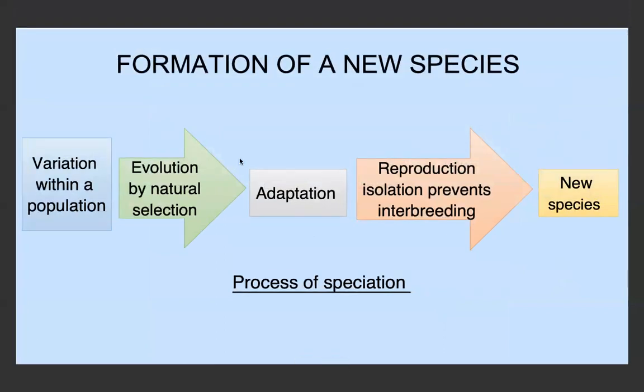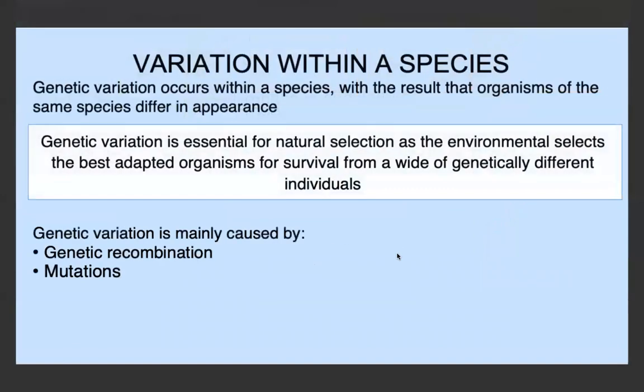So the formation of a new species occurs over a specific pattern. We have variation within a population. We then have evolution by natural selection, which we spoke about in the previous video. These species then adapt to their environment. Reproductive isolation prevents interbreeding between these two or more populations, each of which has adapted differently to their environments. And because of this, we now have new species.